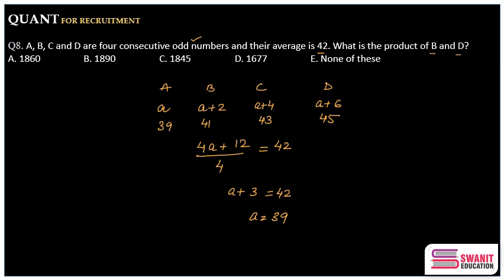Now the question is find out the product of B and D. That means 41 multiplied by 45. So upon calculation, I know that 45 multiplied by 4 is 1800 plus 45. That is 1845 becomes my answer to the question.